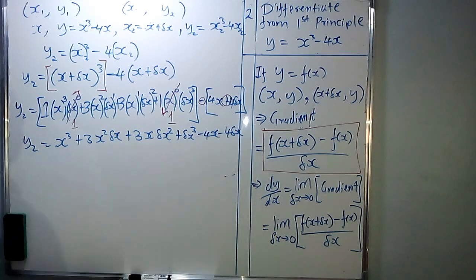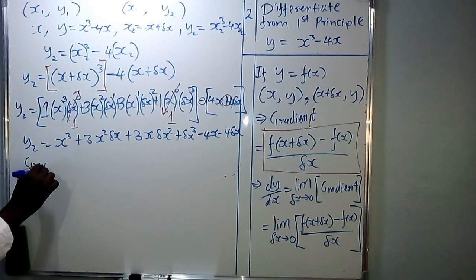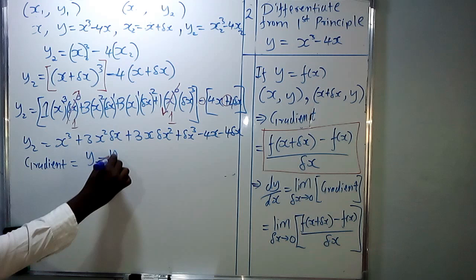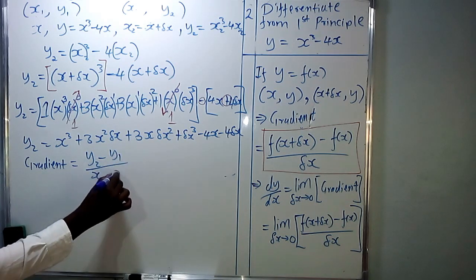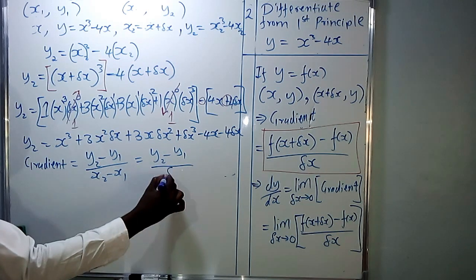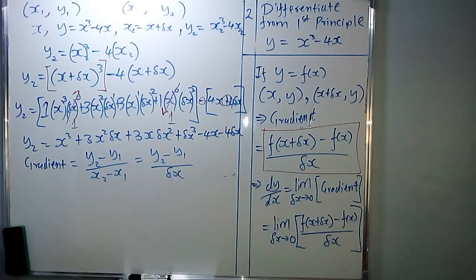So we found y2. After finding y2, what do we determine? The gradient, isn't it? We now determine the gradient, which is change in y over change in x. Change in x is just x2 minus x1, so you simply remain with change in x in the denominator. And in the numerator, substitute.